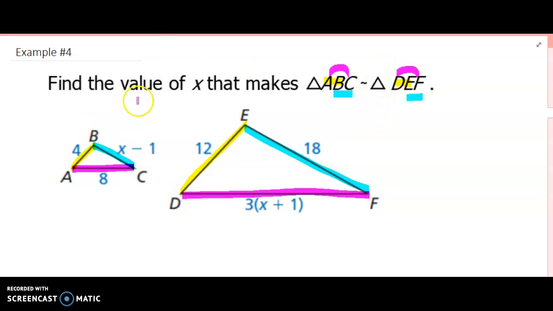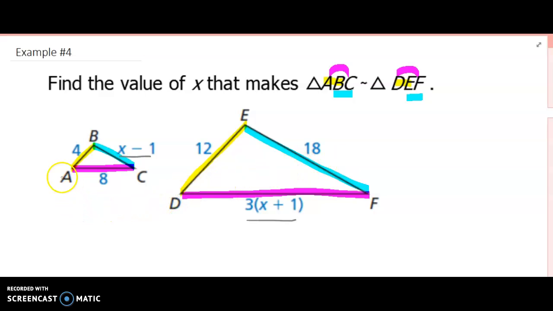All right, well, I know I have an X right here, and I know I have an X right here. So I just need to set up one proportion, okay? Because I know all three of these sides have the same ratio. So if I can find the ratio between two of the sides, I don't have to worry about the third because I know it's going to have the same ratio.